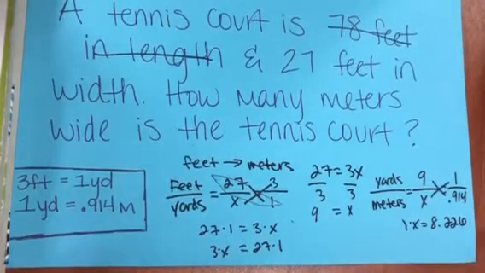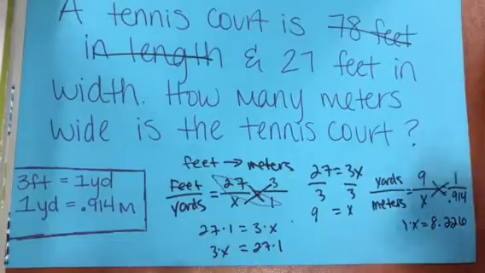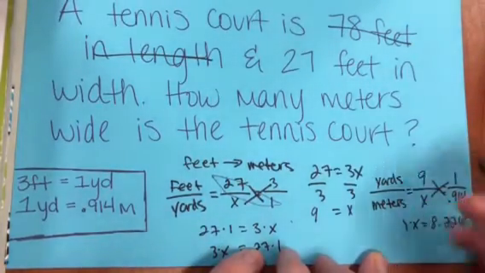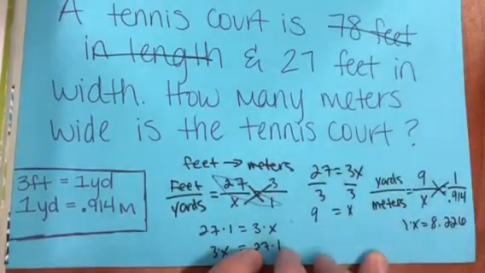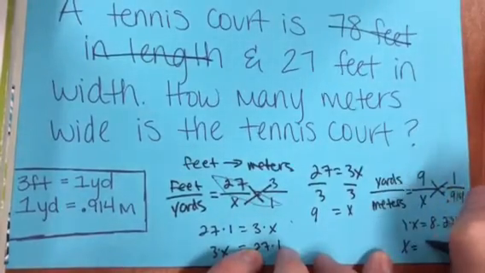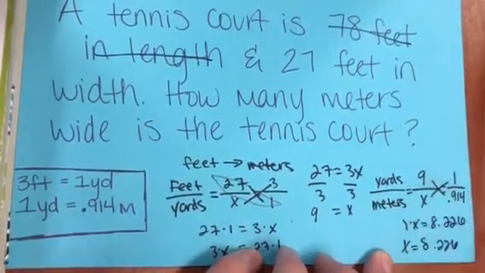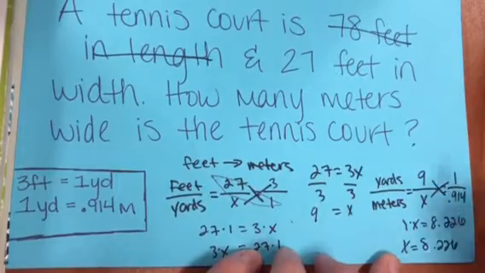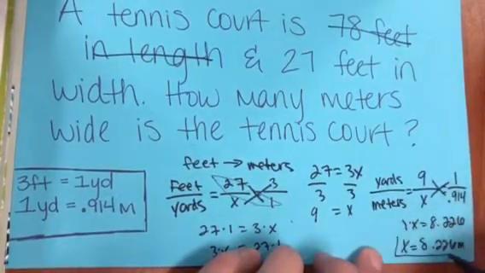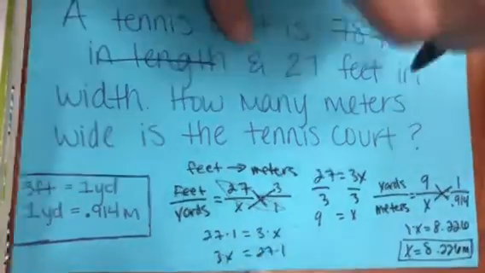Do I need to divide? No, because dividing by 1 gives you the same thing. You could divide by 1 if you wanted to, but it's unnecessary. So x equals 8.226. What's my units? My units is meters, which is what we were solving for. It says right here how many meters.